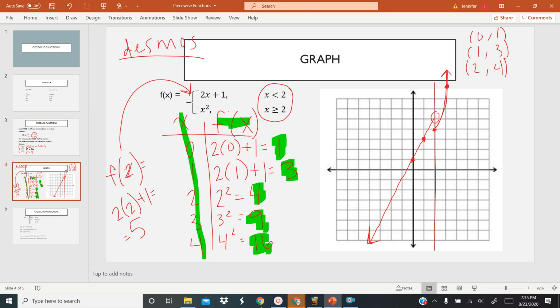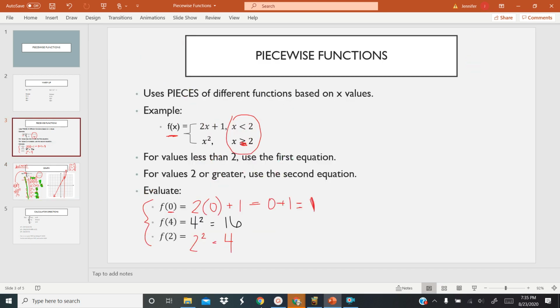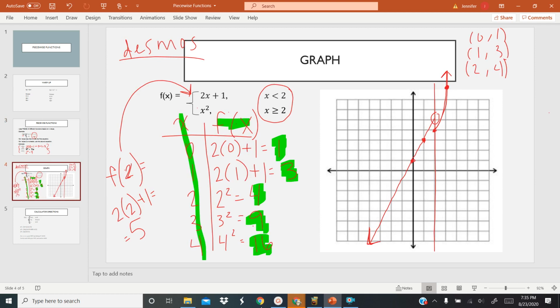And then that's really all that I need to go over right now for piecewise functions. I need you to know how to evaluate them by plugging the numbers into the equations like we did here, and then how to graph them. So I hope this is helpful.